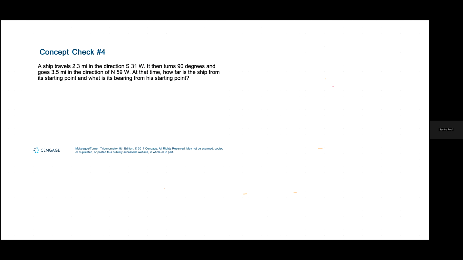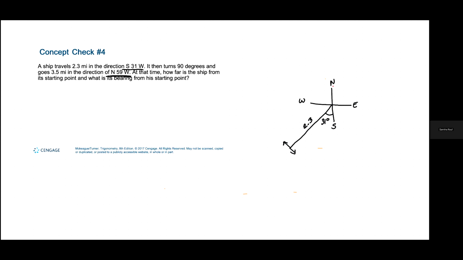So start with black. A ship travels 2.3 miles in the direction of South 31 West. Okay. So compass. It's traveling 31 degrees, 2.3 miles. So the angle is 31 degrees over here. Turns 90 degrees. Okay, now notice if it turns 90 degrees, it could go that way or that way. So we don't know, and that's why we need to see the rest of the problem. It turns 90 degrees, goes 3.5 miles, north 59 west.